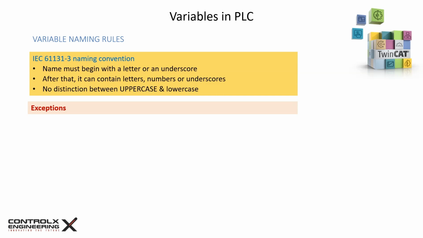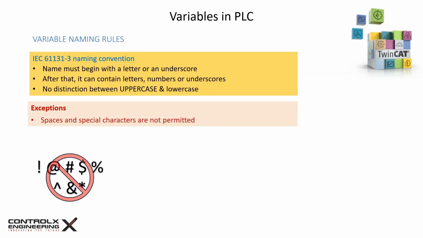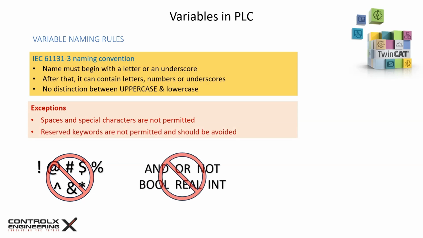Variable names must conform to the IEC 61131-3 standard. A name must begin with a letter or an underscore. After that, it can contain numbers, letters, or underscores. The standard makes no distinction between uppercase and lowercase letters. Blanks or spaces and special characters, such as those displayed on the screen, are not permitted. Keywords such as OR, NOT, BOOL, REAL are reserved for internal use and are not permitted for use in variable names and should be avoided.